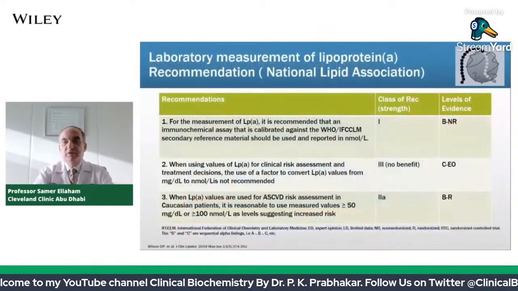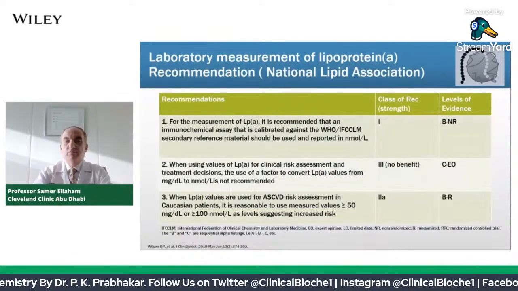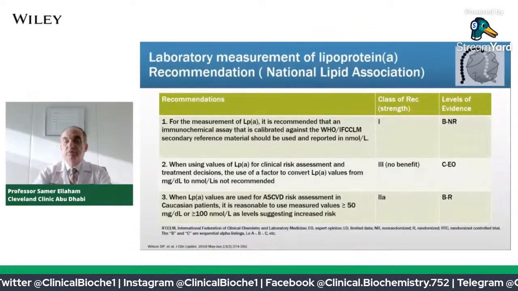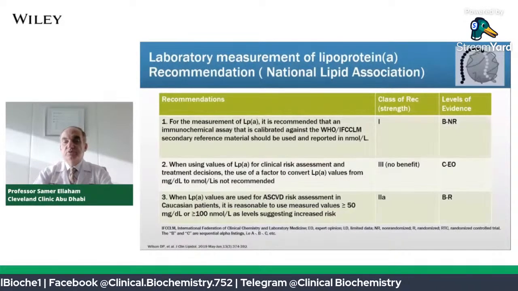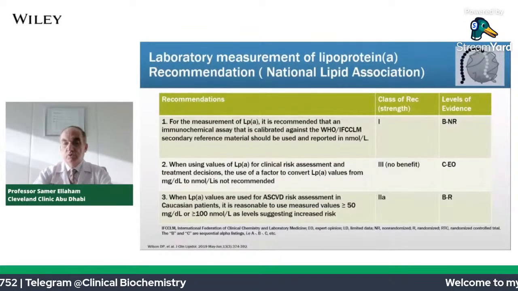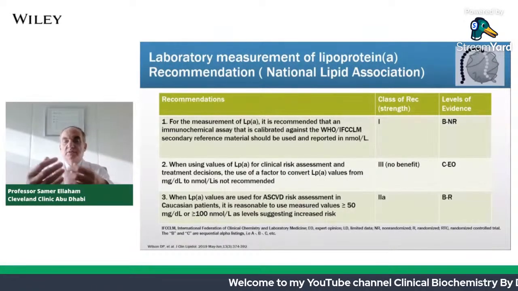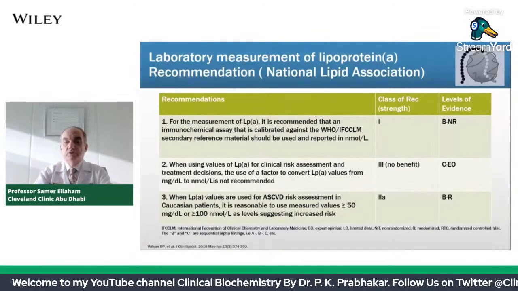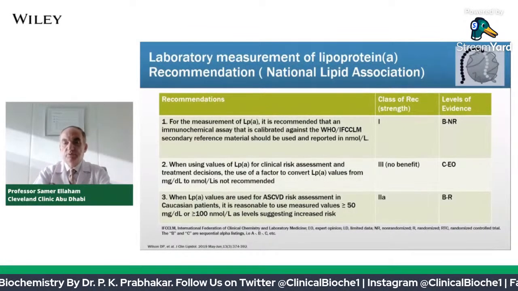It's really a fun topic, and the recommendations may help us understand it better till we have more data and more interventions. For the measurement of Lp(a), and I pulled this for you from different guidelines and different societies, it is recommended to have an immunochemical assay that's calibrated against what we call a WHO reference. If labs, quality, and reference are not something you're particularly interested in, just remember WHO secondary reference lab, and that usually tells you that this lab is quite good.